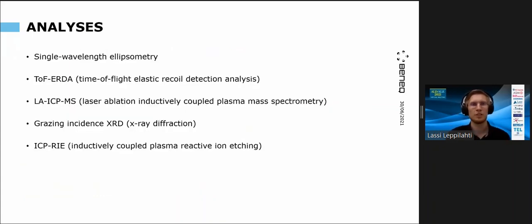So we ran a few analyses on the silicon pieces that were coated on these showerhead dummies. We did single wavelength ellipsometry to determine the growth features, and then a few other analyses to get the film composition and structure: ERD, LA-ICP-MS, and XRD, as well as reactive ion etching to get an etch rate, to get the plasma resistance or the etch resistance for this material.